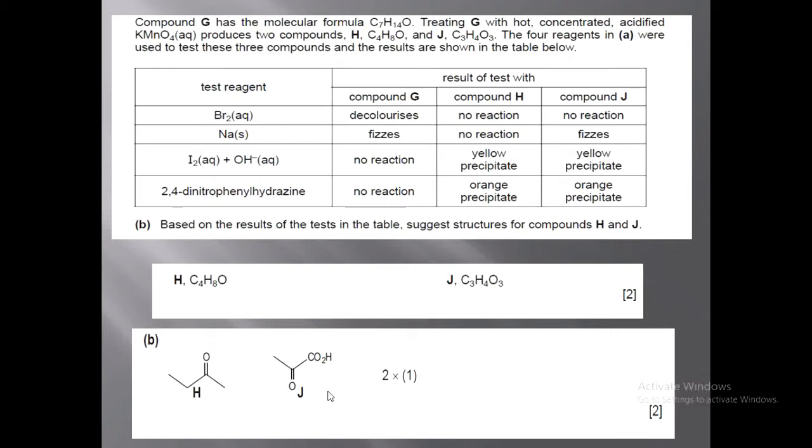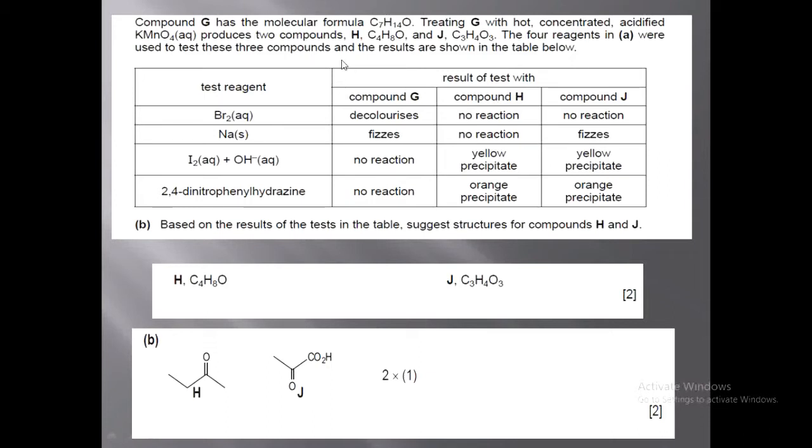Coming back to the further part, compound G has the molecular formula C7H14O. Treating G with hot concentrated acidified KMnO4 produces two compounds, H and J. The four reagents in A were used to test these three compounds, and the results are shown in the table below. So he has given us a compound G, with the molecular formula C7H14O. When it is treated with hot acidified KMnO4, it produces H and J. Their molecular formulas are given.